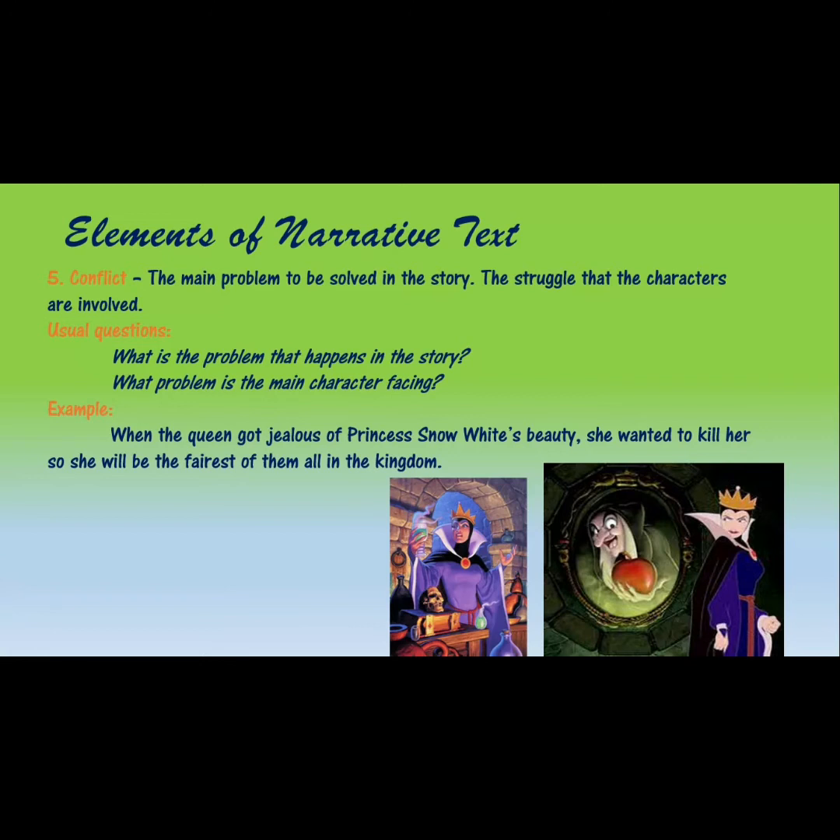Usual questions: what is the problem that happens in the story? What problem is the main character facing? So, example niya ay, when the queen got jealous of Princess Snow White's beauty, she wanted to kill her, so she will be the fairest of them all in the kingdom. So, yan yung halimbawa ng conflict sa kwento ng Snow White.